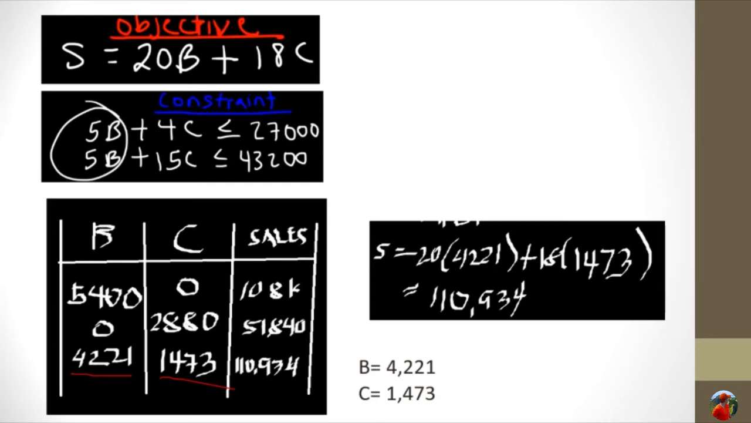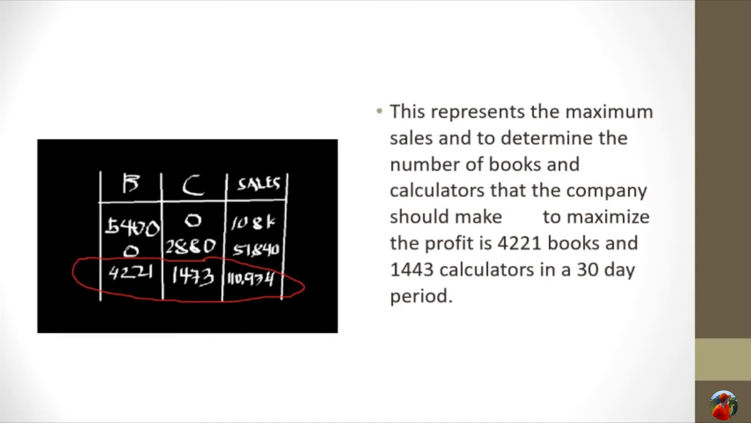Then S is equal to 110,934. This represents the maximum sales, and to determine the number of books and calculators that the company should make to maximize the profit is 4,221 books and 1,473 calculators in a 30-day period.